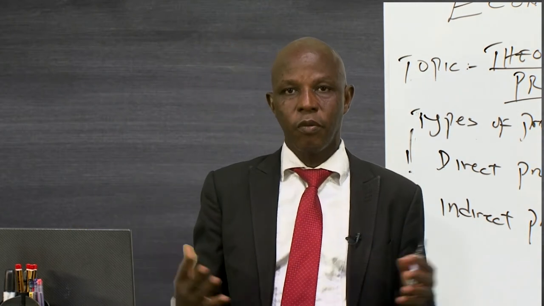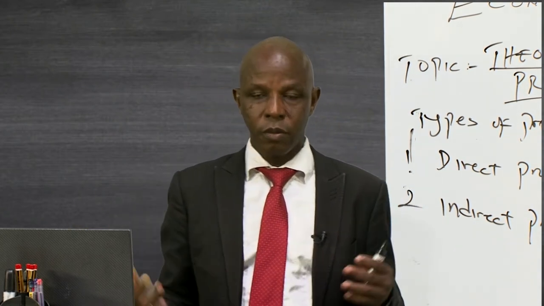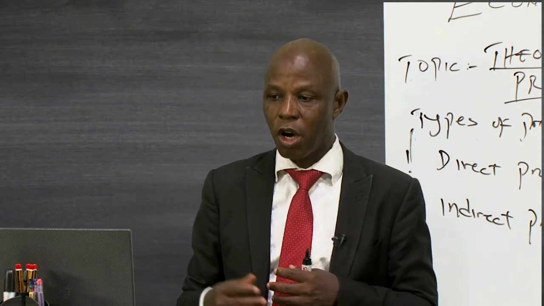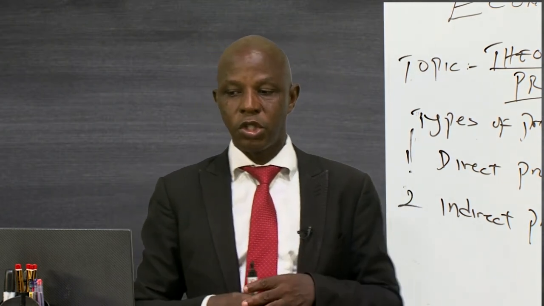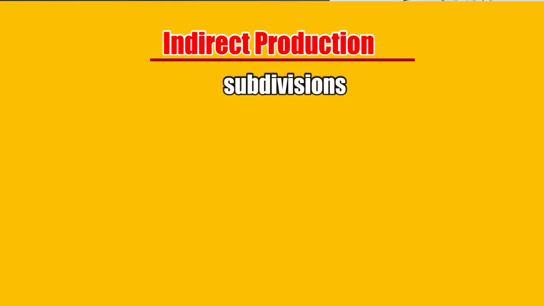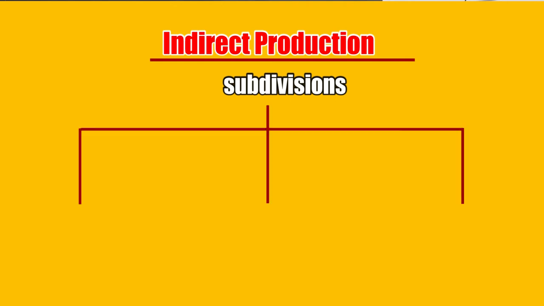You produce to sell, not for family use, not for your personal consumption. It is called indirect production. Now, indirect production is subdivided into three major groups. Indirect production is subdivided into what? Three major groups. What are they?